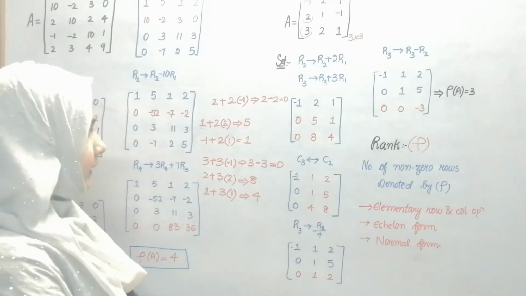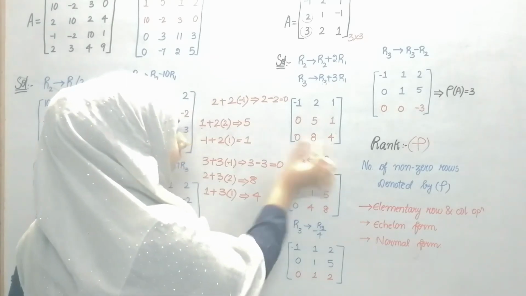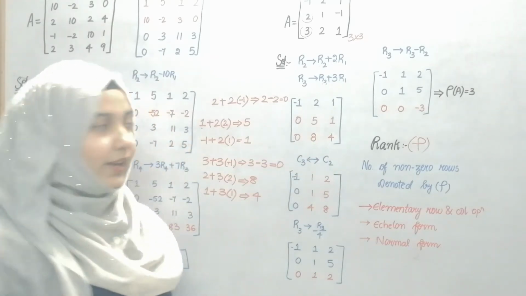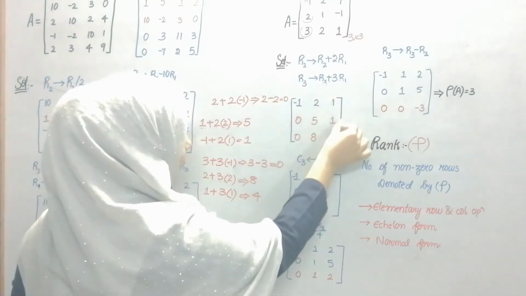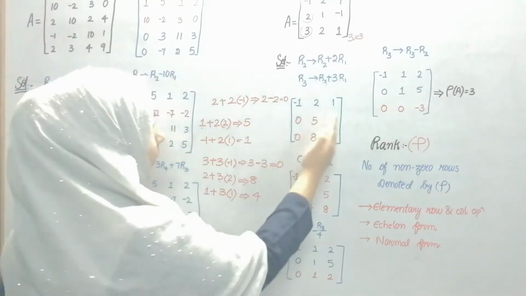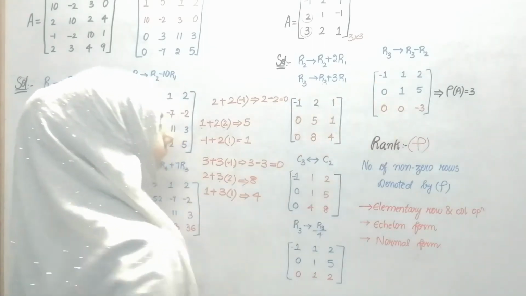Now what? See here, I am saying that I want to interchange these two columns. Why? Because see here, this column has got 1, 1 and 4. So what will I do? I'll shift this 1, 1 and 4 this side and 2, 5 and 8 on the other side.